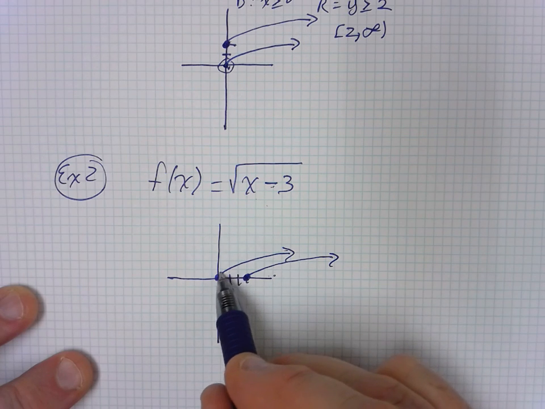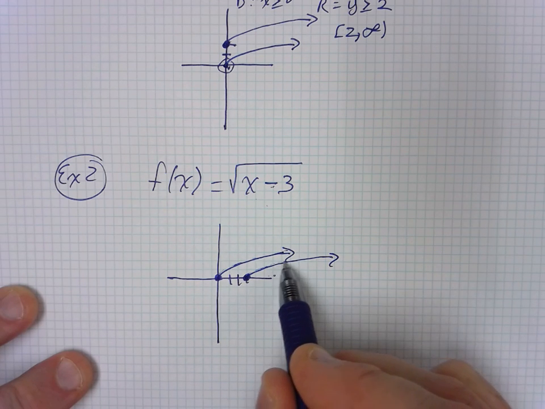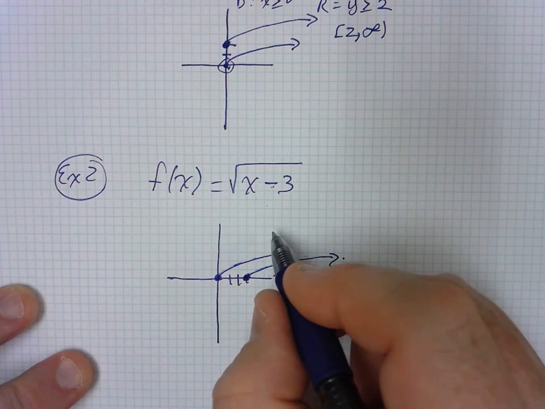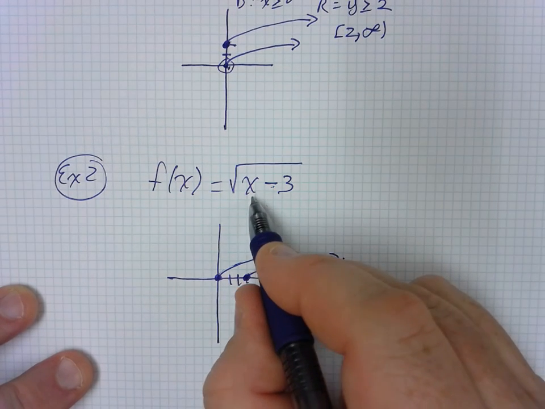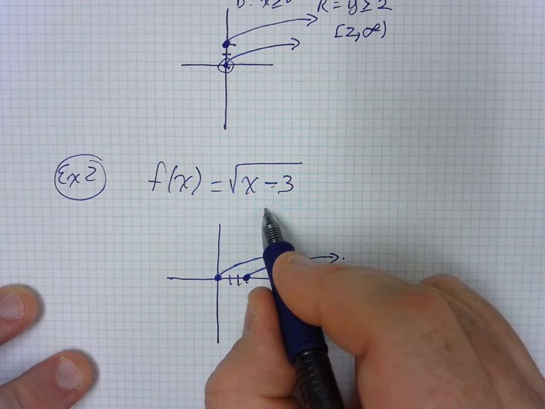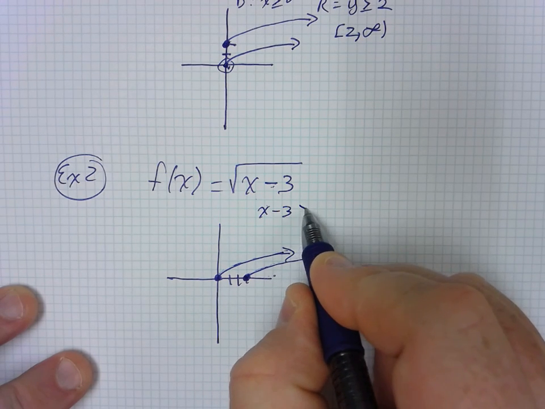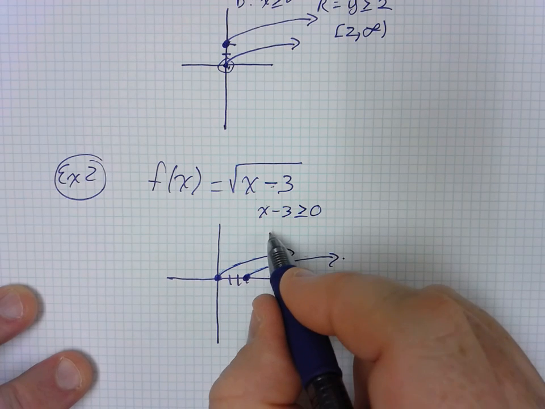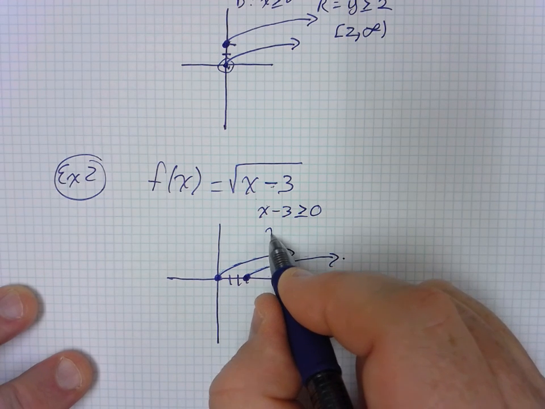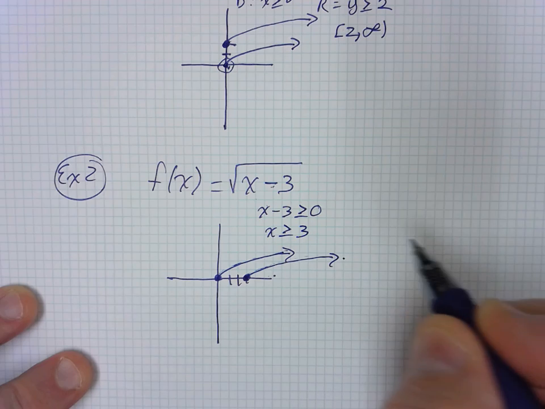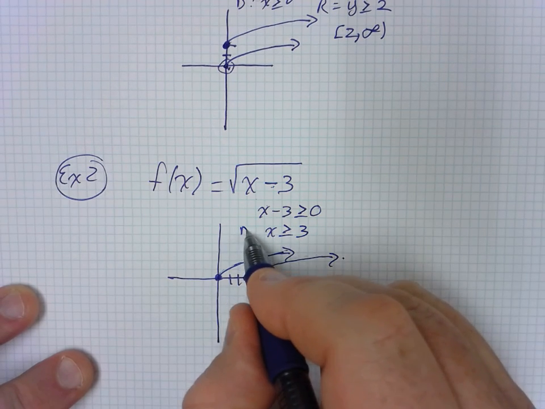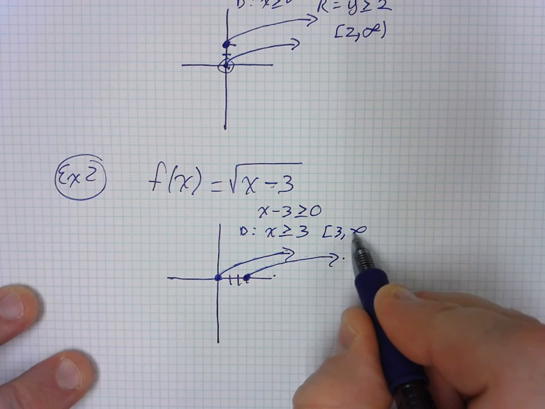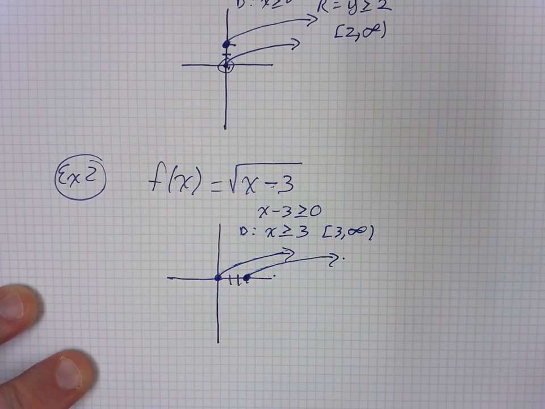This is the parent function right here. This is the function square root of x minus 3. That's what it would look like. Now, as far as the domain goes, remember the domain is where the radicand, which is x minus 3, is greater than or equal to 0. So all we got to do for the domain is solve this for x. So we'll go ahead and put x greater than or equal to positive 3. So this is my domain. And I could also write it as 3 through positive infinity, like that.